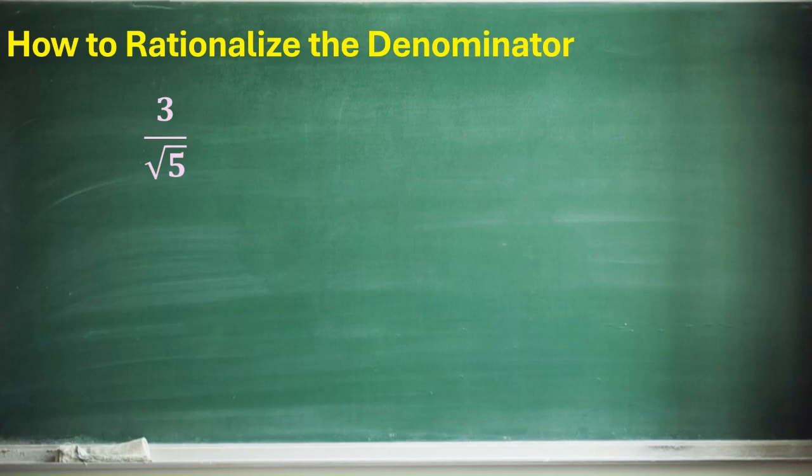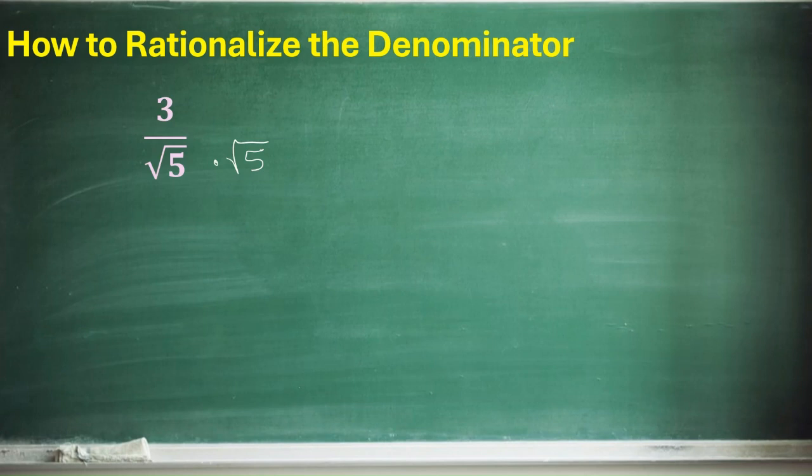We have 3 divided by the square root of 5. So our goal is to remove the square root of 5 from the denominator. To do that, I'm essentially going to try to get a perfect square underneath that root bar. So the way that we do that is we multiply the square root of 5 by itself. So we multiply the square root of 5 by the square root of 5. When we do that, we end up with a denominator that has the square root of 25, which we know the answer to.